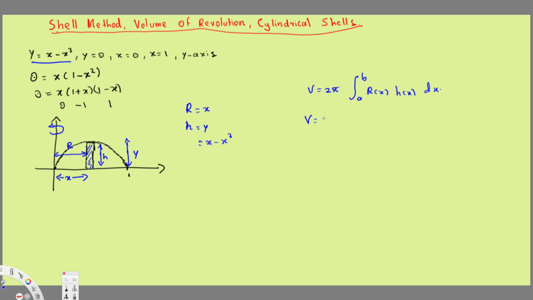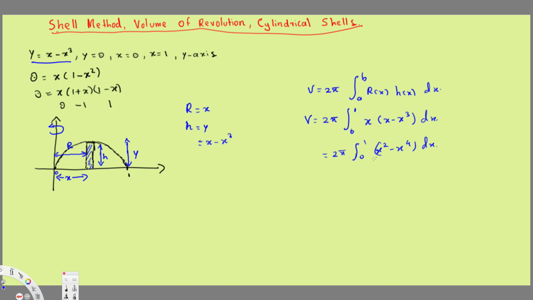So let's write everything in terms of x. V is equal to 2 pi, and this one is starting from 0 to 1. So it's going from 0 to 1, right? So this is going to be 0 to 1, and r(x) is x, multiplied by the height, that is h. I mean x times (x minus x cube) dx. Now let's multiply everything. So this is going to be 0 to 1, x square minus x to the power of 4 dx.